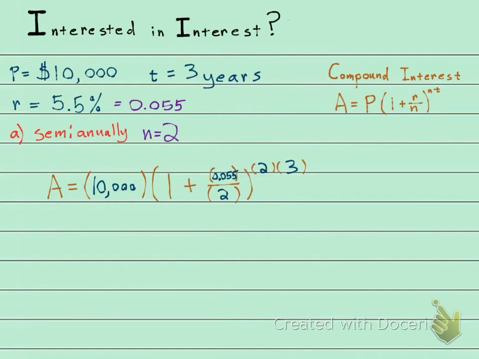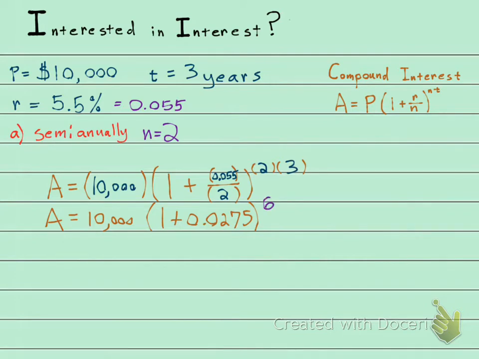Grab your calculator, and we're going to do this the way we do the order of operations. Parentheses, exponents, multiplication, division, addition, subtraction. Inside the parentheses, before I add, I want to do my division. So 0.055 divided by 2 is 0.0275. So A equals 10,000, 1 plus 0.0275 to the power of 2 times 3. I'll go ahead and do this. 2 times 3 is 6.